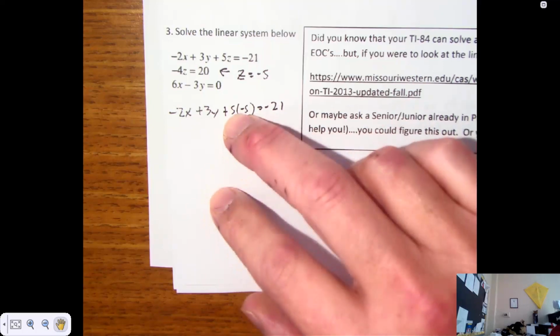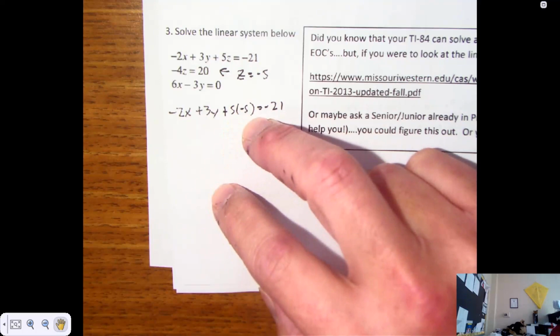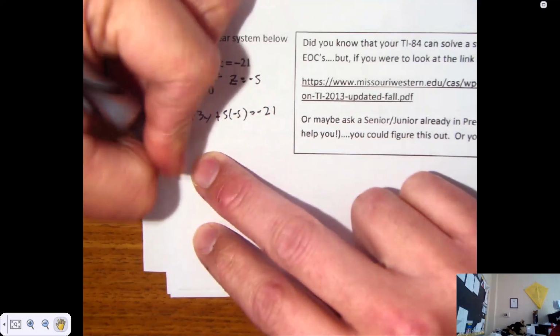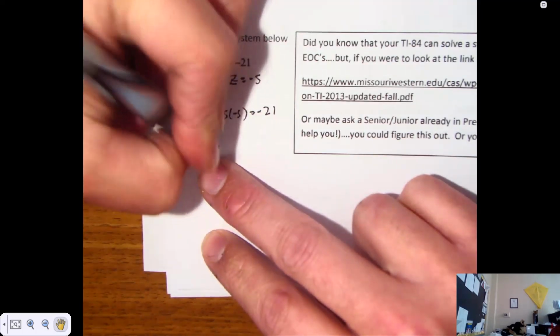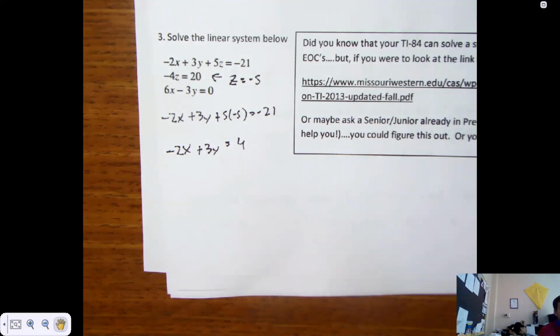So 5 negative 5s makes a negative 25. You counteract subtraction through addition. Negative 21 plus 25 is 4. And I get this equation, 2x plus 3y equals 4. What's that, Stephen? Oh, bad math.